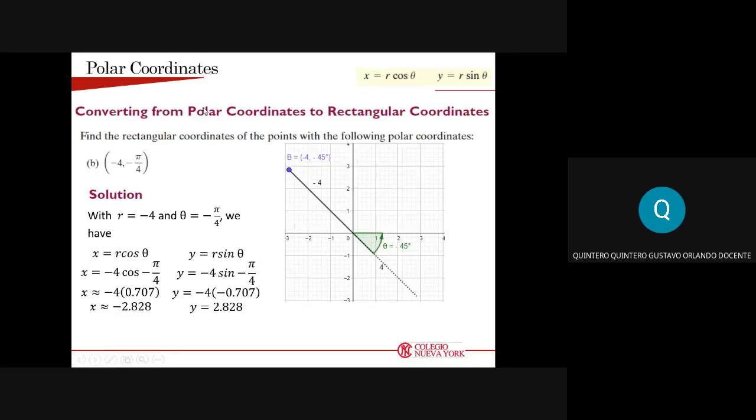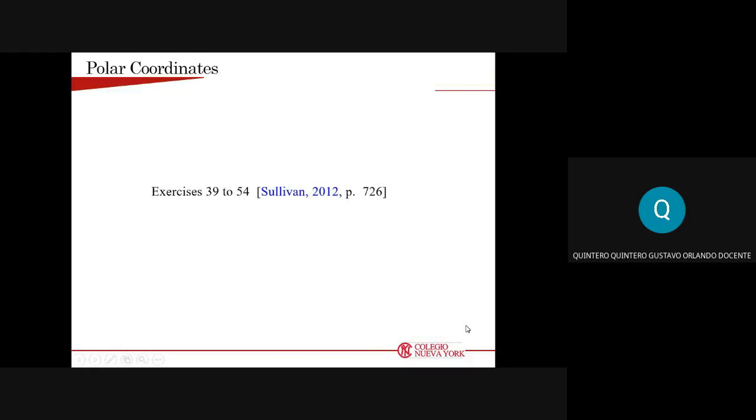In other words, in order to change from polar to rectangular, all you have to do is use the formulas and the calculator. That is it. This is how you write the answer: negative 2.8, 2.8 between parentheses. All right. That is it, guys. We're going to jump right into the exercises.